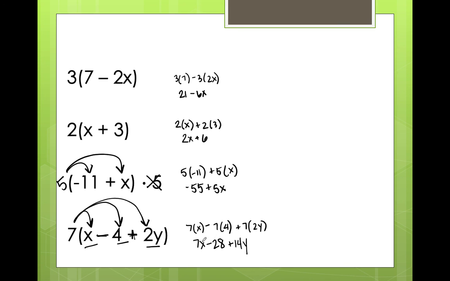Now this one has 2 different letters, and we've been saying for the previous answers you don't want to add or subtract because one, we don't know the value of x. And the same thing goes here. X and y would represent 2 different numbers, and I don't know either of them, so therefore that's as far as I can go. That's my answer for the last one, 7x minus 28 plus 14y.